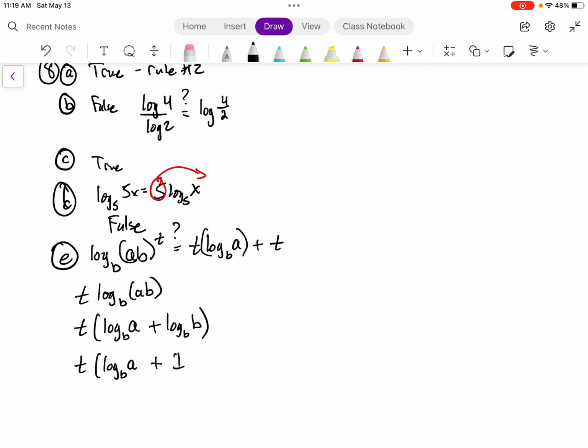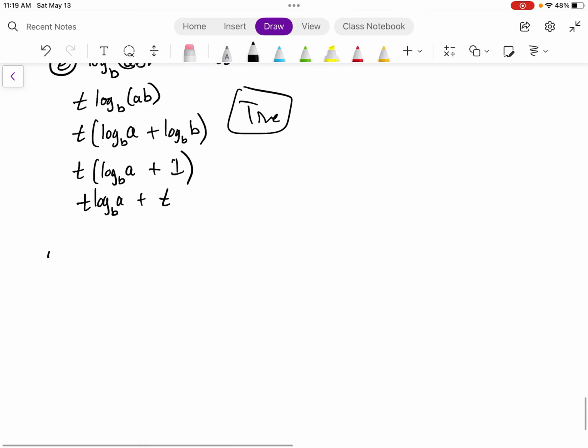Plus 1. And you'll see that if we distributed this t, we would, in fact, get that original thing on the right. So this is true. Kind of a fun one. Maybe we'll see it again. Okay, let's move on to 9.